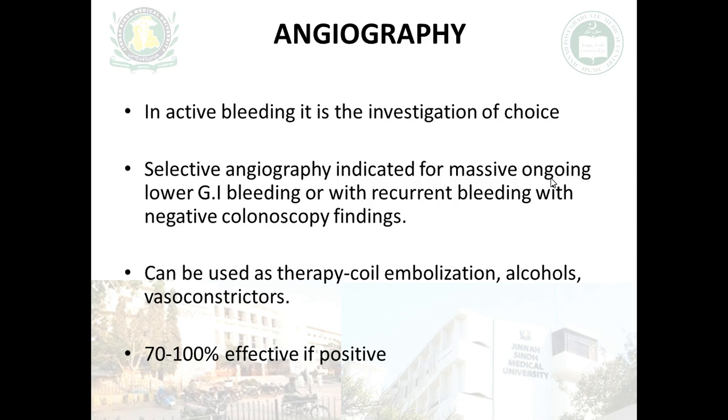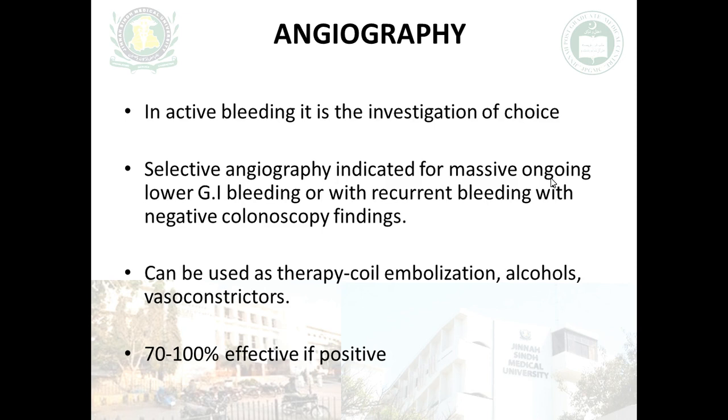Angiography. This is also done in active bleeding, and it is the investigation of choice for a patient who is continuously bleeding. Selective angiography is indicated for massive ongoing lower GI bleeding, or recurrent bleeding with negative colonoscopy findings. So if the patient is continuously bleeding, you can go for angiography. Or if a patient is bleeding and has gone through a colonoscopy examination and you didn't find anything, then you should go for angiography to find out the source of the bleeding.